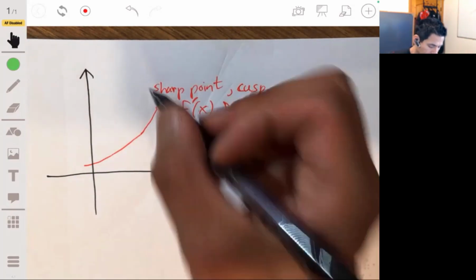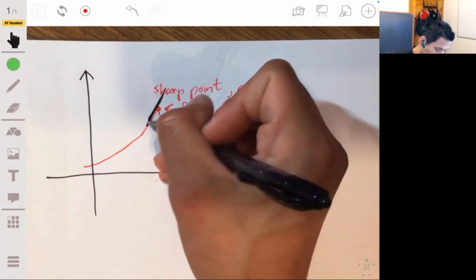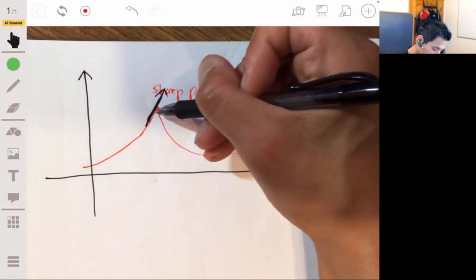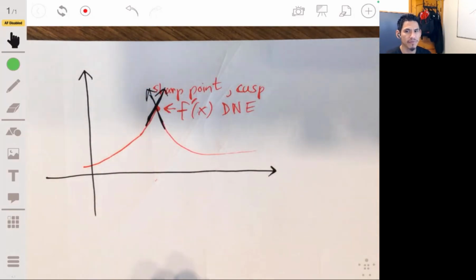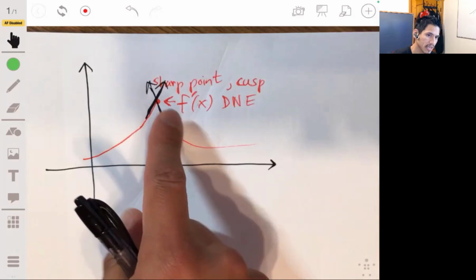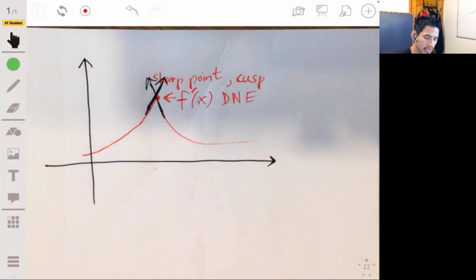And that's because if you were going to take the slope from the left, the tangent line would be something like that, right? But the slope from the right would be like this. And these are obviously not equal. So the derivative wouldn't work mathematically speaking. So derivatives fail to exist at graphs that have sharp points like that.